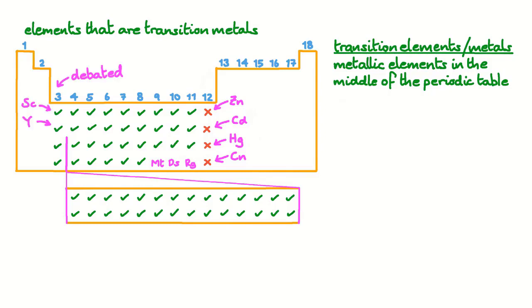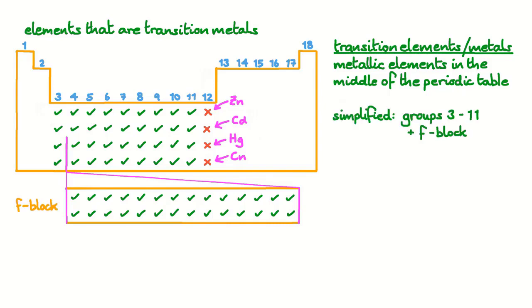At the other end, some people don't consider group 3 elements transition elements either. This includes scandium and yttrium. To keep things simple, in this video, these are the elements we will consider to be transition elements or transition metals. This means we're including any element in group 3 to 11 plus any element in the F block.